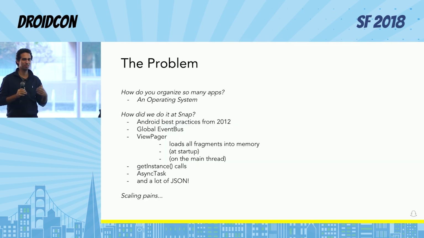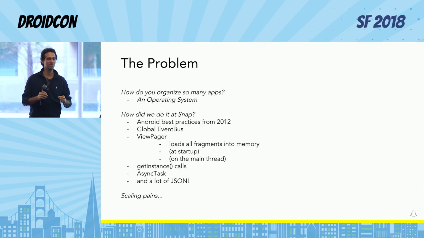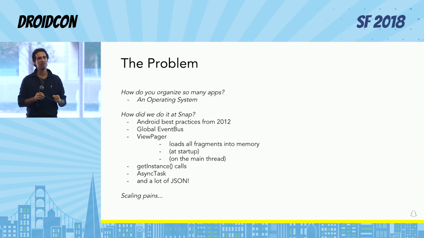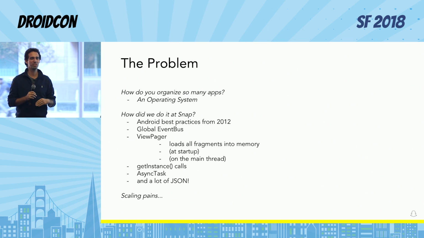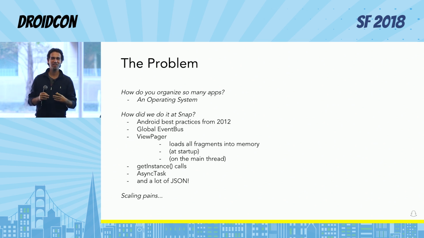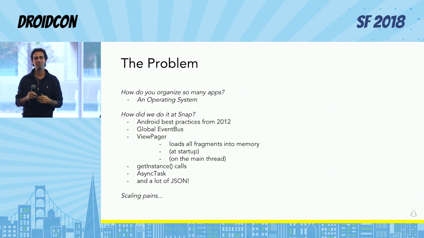Usually, the way you organize a bunch of apps is you have an operating system that says, OK, you can get the CPU and you can run. The user's not using your app, so shut yourself down and so forth. When you bring it all together, you have to kind of do the job of the operating system yourselves.